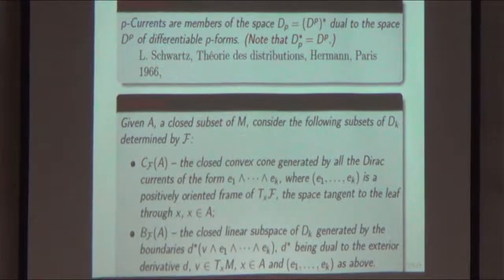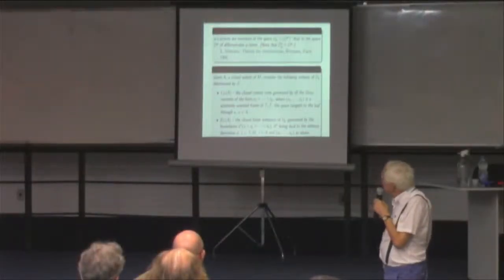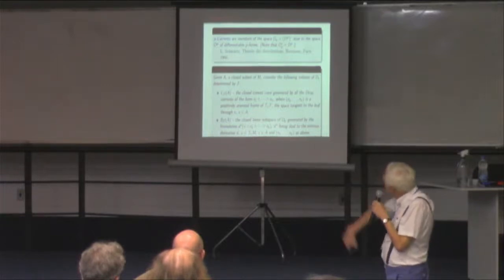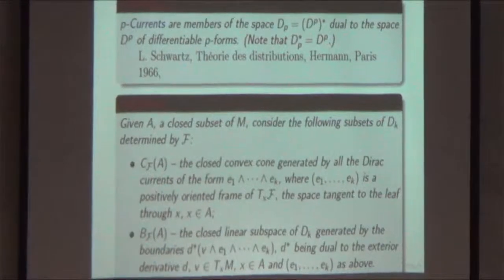Dennis Sullivan used Schwartz distributions to find some equivalent conditions for geometrical tautness. So p-currents are members of the space D_p, dual to the space of differentiable p-forms. And now, given a closed subset A of M, you may take just A equal M. We will consider the following subsets. C_F, which is the closed convex cone generated by all the Dirac currents of the form e1 wedge ... wedge ek, where e1 to ek is a positively oriented frame of the space tangent to our foliation.